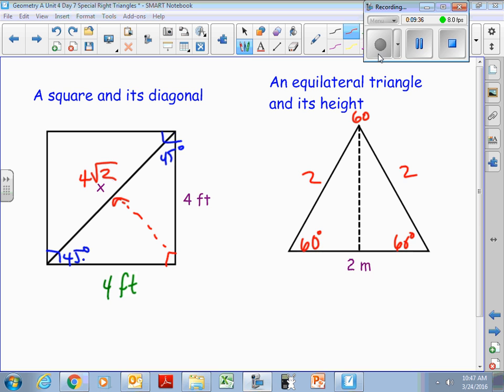Here comes the question. If all 3 corners are 60, and I slice the top corner in half, this top thing, I chop that 60 in half, how much is this little angle in here actually going to be?